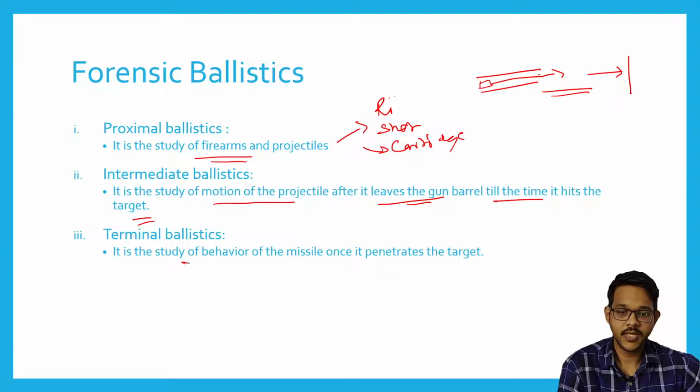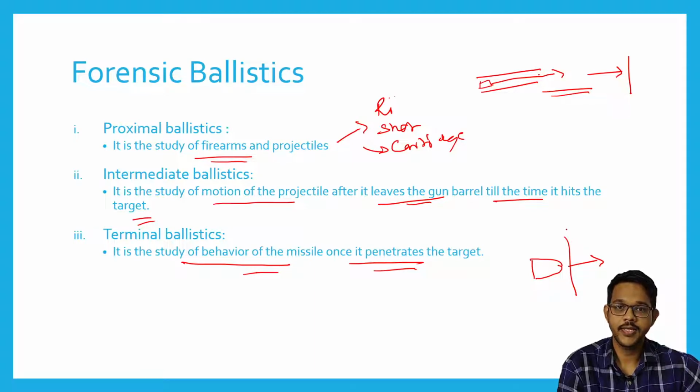Terminal ballistics is the study of behavior of the missile once it penetrates the target. So once the bullet or any projectile enters the target, what are the things it can do, what are the effects it can produce in the target, is studied under terminal ballistics.